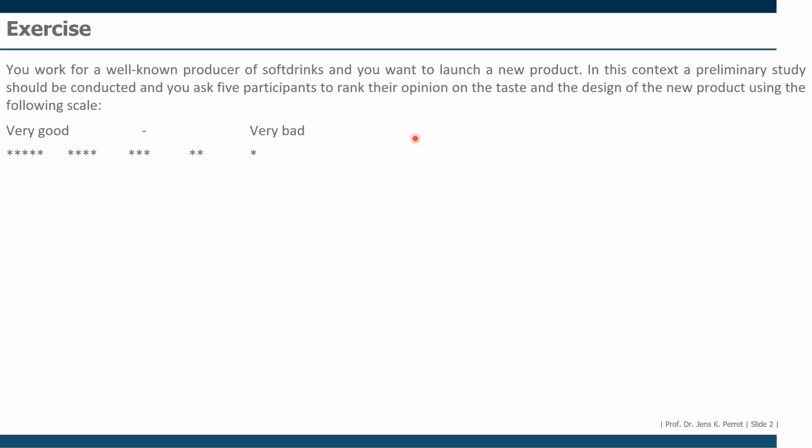Problem is, while we have the number of stars, we do not necessarily know whether there is a distinct difference between 5 and 4 stars or 4 and 3 stars. So we do not know anything about the distances between these measures. So that's an ordinal measure. So we cannot use Pearson's Bravais-Pearson correlation coefficient. We need to use Spearman's variant.